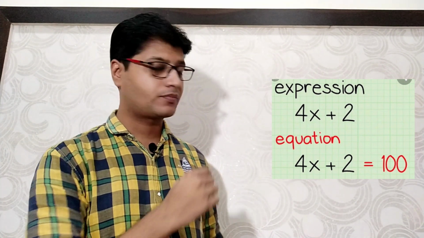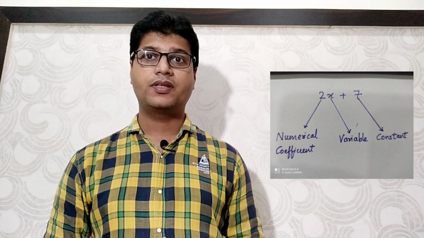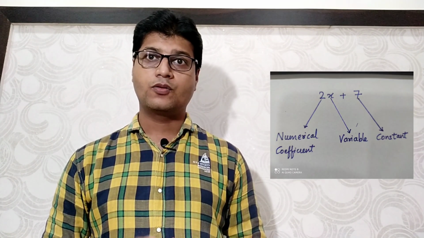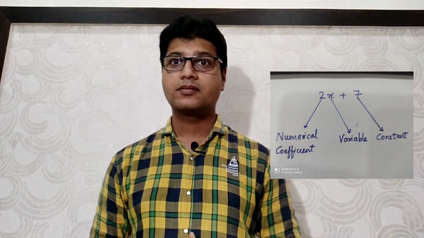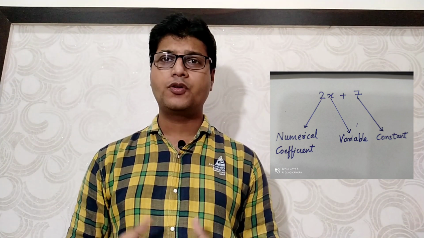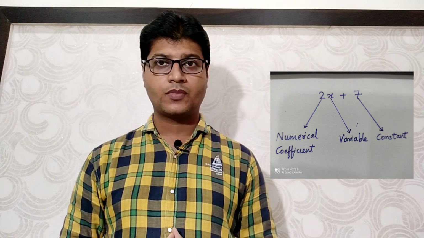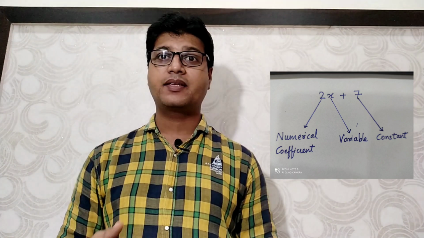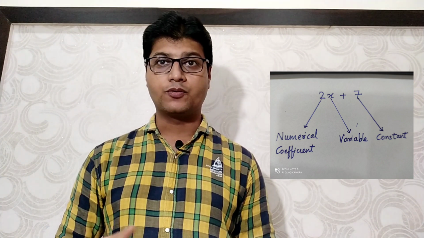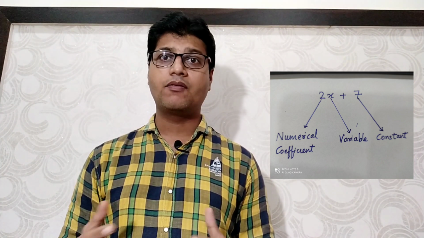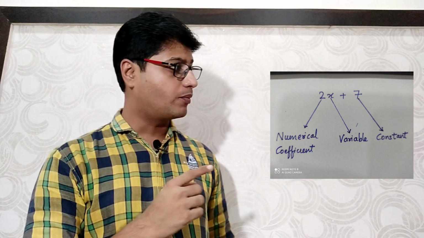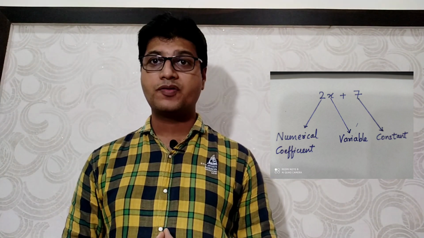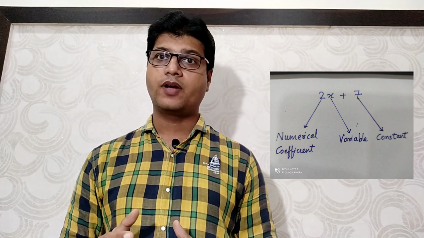The number 2 is in multiplication with the letter x, so that number will be called the coefficient or numerical coefficient. The letter x is called a variable as it can take various values. It can have various values. And the number 7 is called a constant as its value is not going to change.